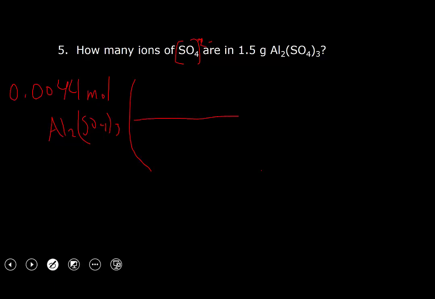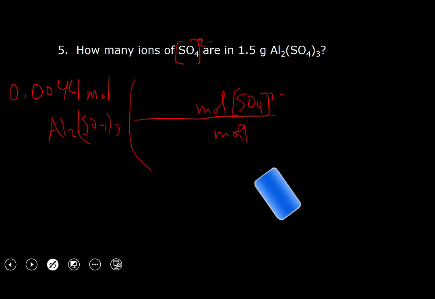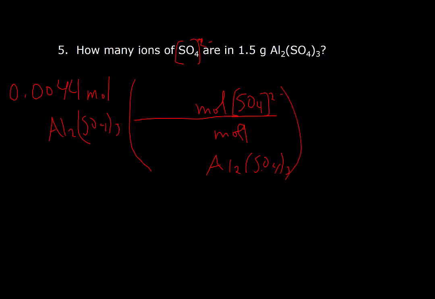The first thing we need to do, since we're already at moles of one compound, is switch to moles of what we're looking for. So moles of SO4 ions. Whatever units we have in the upper left, we always put in the lower right for our stoichiometry. So that's Al2(SO4)3. This is a mole-mole ratio. Since we don't have a chemical equation, we look up into our compound. For every 1 mole of Al2(SO4)3, we have 3 moles of SO4.